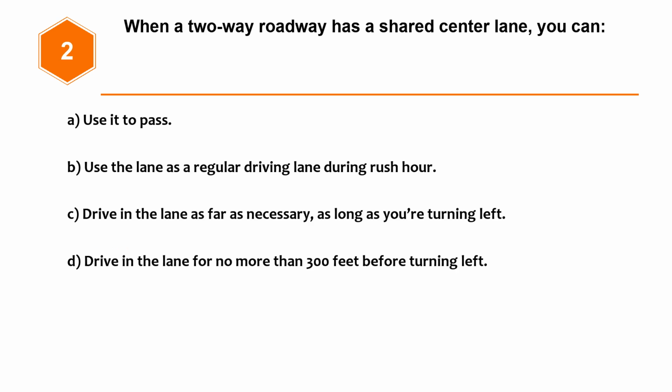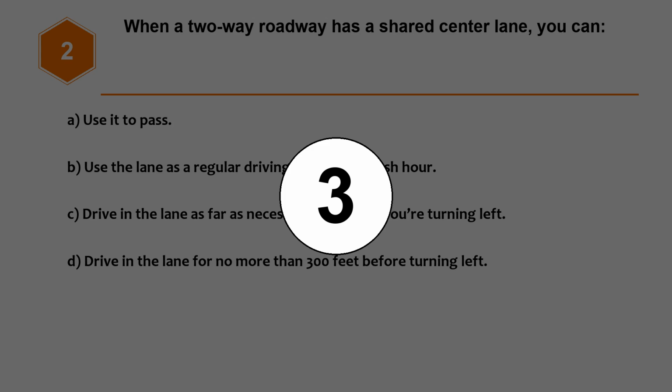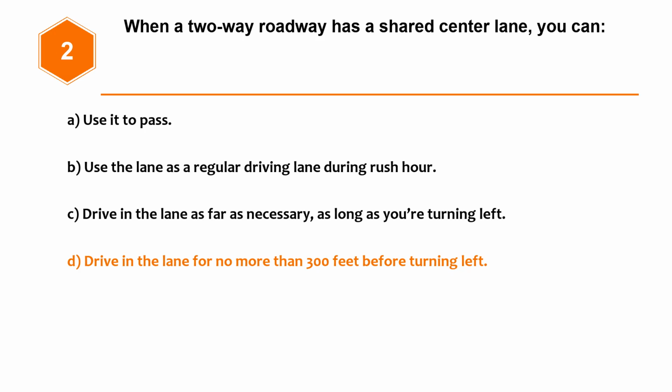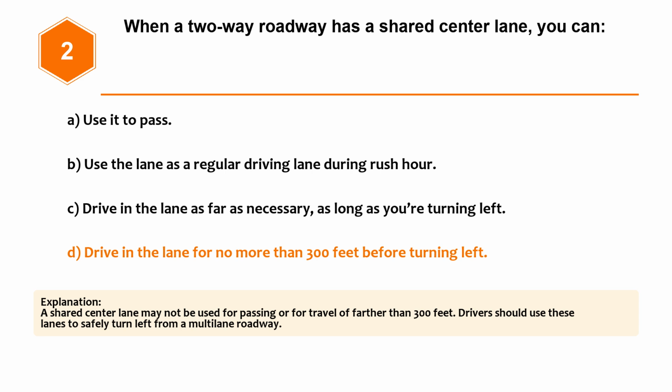Question 2. When a two-way roadway has a shared center lane, you can Option A, use it to pass. Option B, use the lane as a regular driving lane during rush hour. Option C, drive in the lane as far as necessary, as long as you're turning left. Option D, drive in the lane for no more than 300 feet before turning left. The correct answer is option D, drive in the lane for no more than 300 feet before turning left. Explanation. A shared center lane may not be used for passing or for travel of farther than 300 feet. Drivers should use these lanes to safely turn left from a multi-lane roadway.